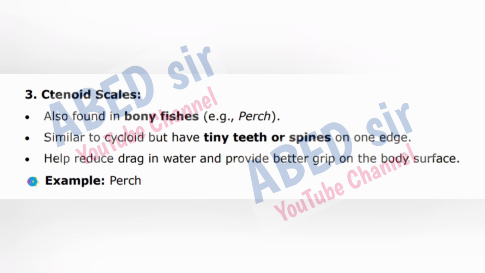3. Ctenoid scales. Also found in bony fishes, example, perch. Similar to cycloid but have tiny teeth or spines on one edge. Help reduce drag in water and provide better grip on the body surface. Fish example, perch.